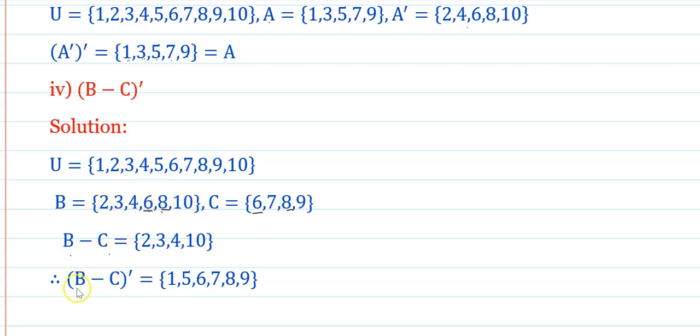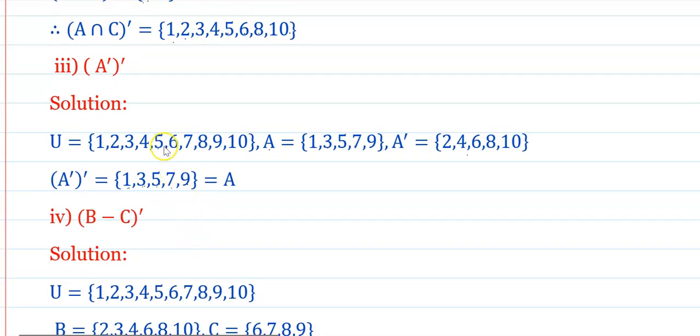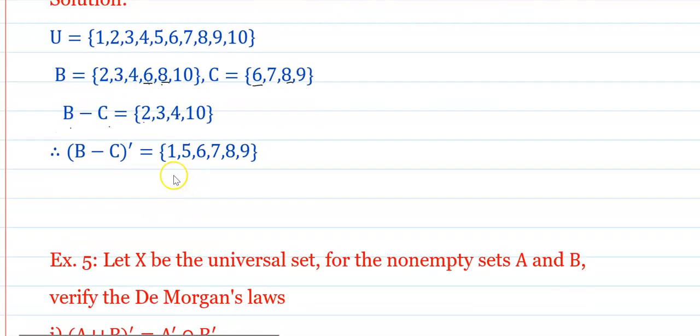Then you will get B minus C. Then what are the elements? 2, 3, 4 and 10. This is the B minus C. मग याचा कॉम्प्लिमेंट. मग 2, 3, 4, 10 व्यतिरिक्त एलिमेंट्स घेणार की जे U मध्ये आहेत. ओके. And they are 1, 5, 6, 7, 8, 9. Okay. These are the B minus C complement.